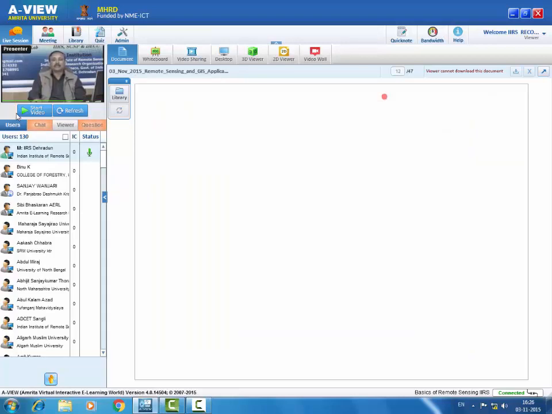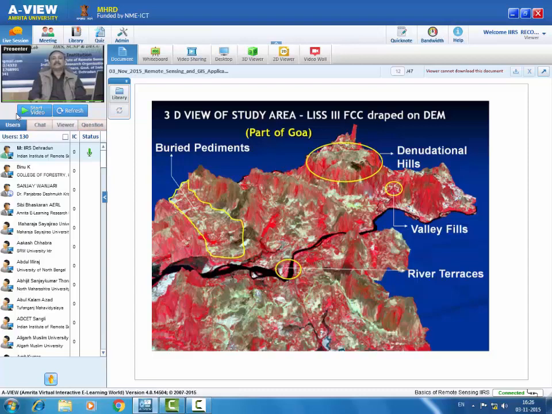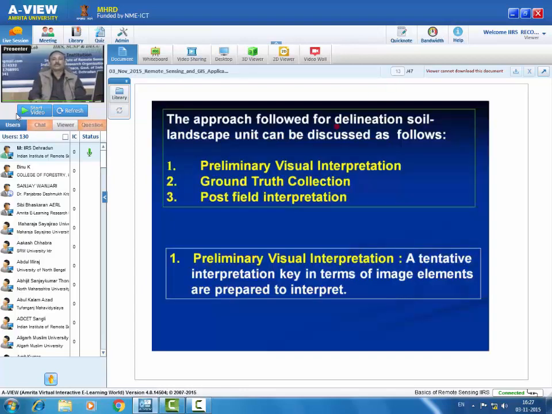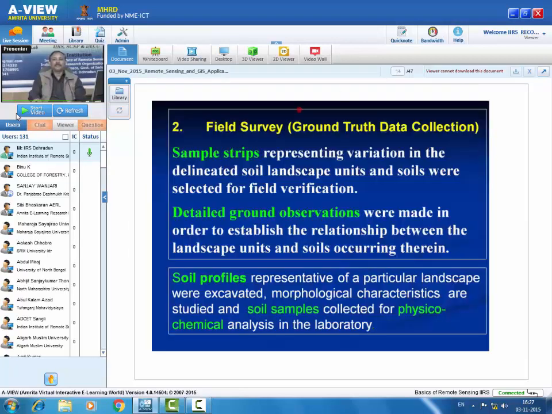So I can say that the steps which we follow for soil resource mapping are: first we do the visual interpretation, second we do the ground truth collection, go to the field and take the soil profile, then third, come to the office and analyze the samples you have collected, and we know it is a post field interpretation. So in ground truth data collection, we take a sample strip, or we see from top to bottom, means the highest area in your landscape to the lowest area.